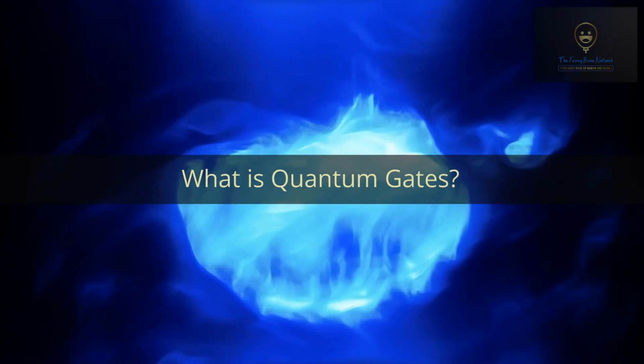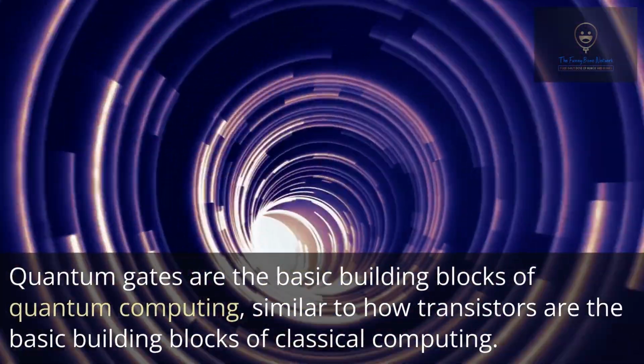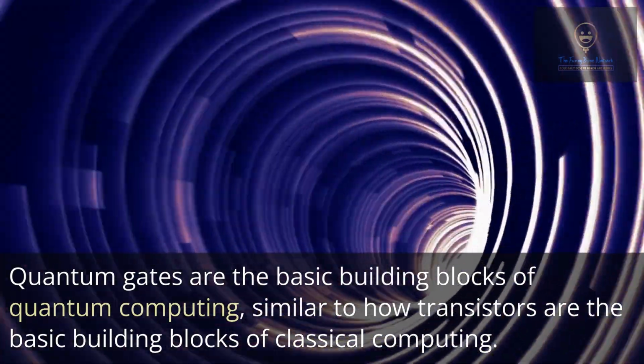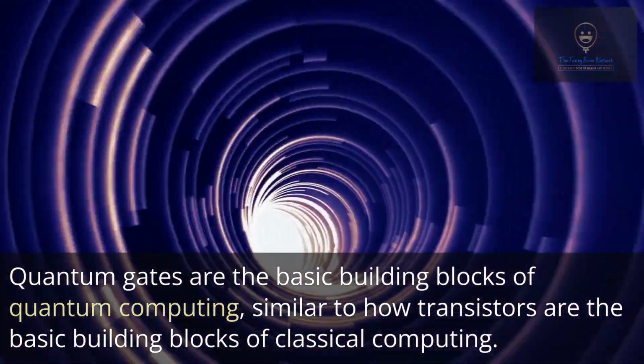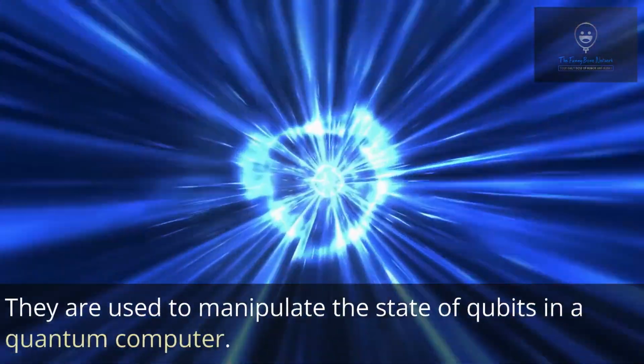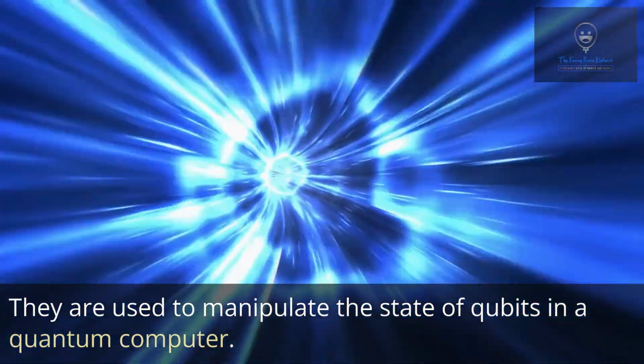What are quantum gates? Quantum gates are the basic building blocks of quantum computing, similar to how transistors are the basic building blocks of classical computing. They are used to manipulate the state of qubits in a quantum computer.